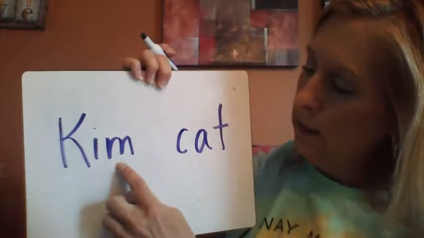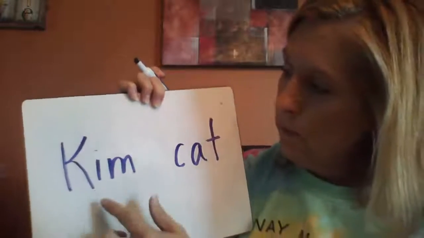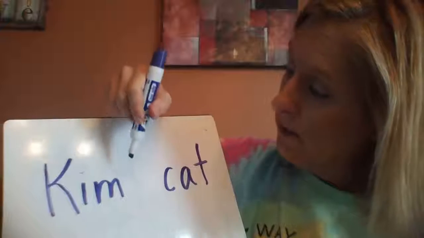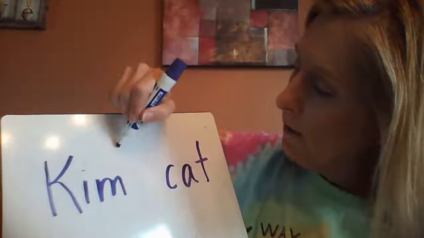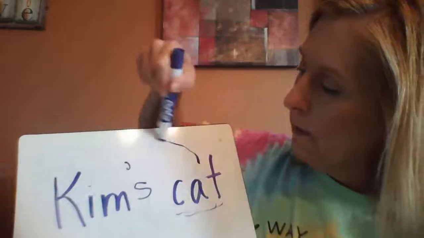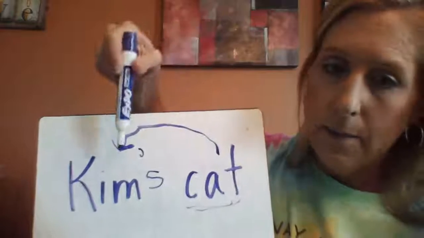So what if we wanted to say Kim's cat? So here's Kim, here's cat. What if I wanted to say Kim's cat? Now it sounds like a Z, Kim's, but when something belongs to Kim, it's apostrophe S. Kim's cat. This thing belongs to Kim. The cat belongs to Kim. So there's a lot of apostrophe S's in this book about Seth.